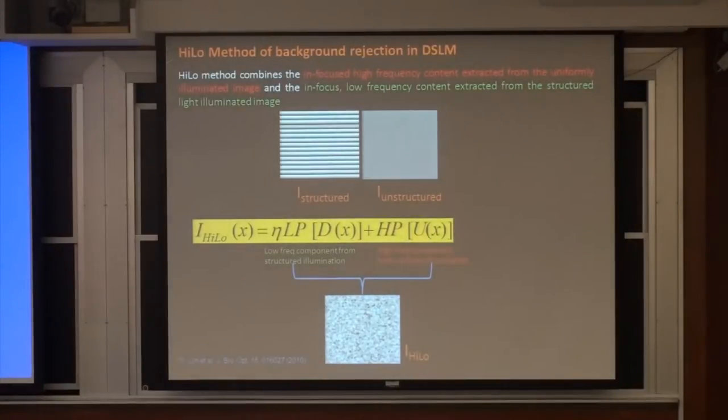Another method is called the high-low method, which is working much better in our case. Rather than taking three images, we can take two images. One is a structured image, and one is a plain image. As you know, once you see through the objective, any object which is in focus has high frequency information. So you can take the high frequency information from your structured image, and for any object which is spread all over, you take the low frequency information. This low frequency information is coming from scattering and background haze, so you can remove those things. Combining those two images, you get an image called the high-low image, which is much better than the normal image.